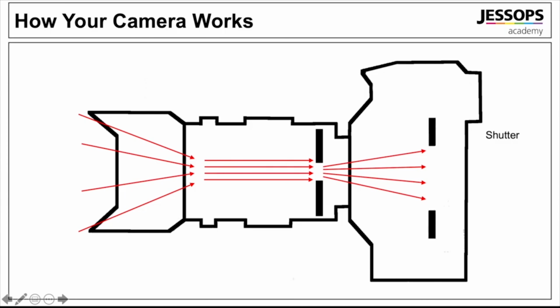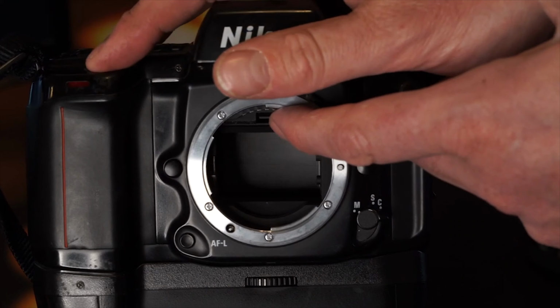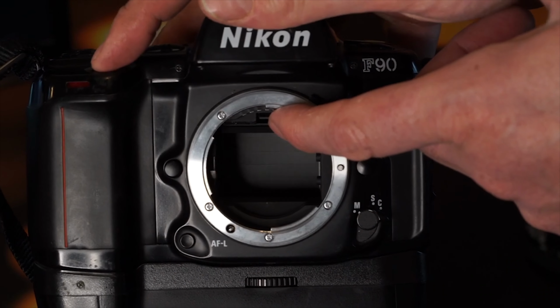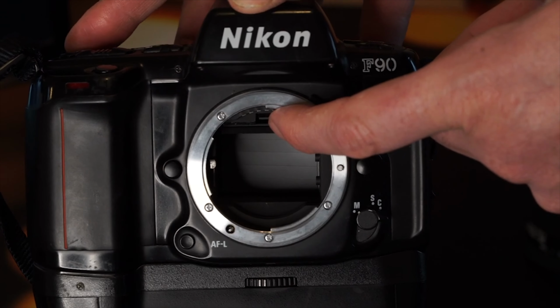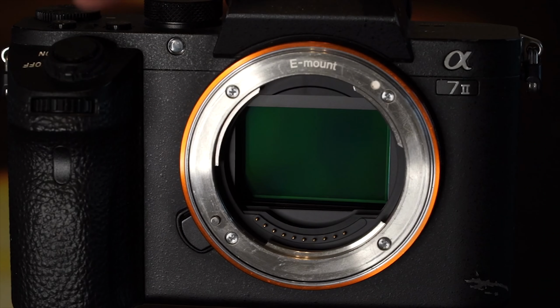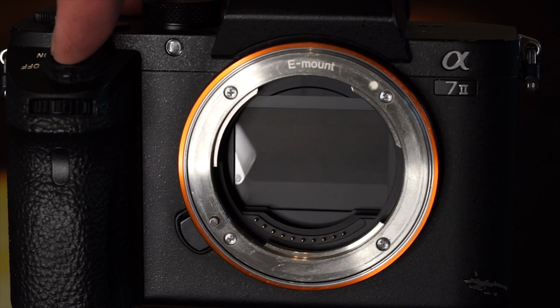The easy way to think of the shutter is like a blind in front of a window, which opens and closes at different speeds. Here on this old film camera, we can actually see the shutter opening and closing at different speeds. And this is no different to those found on a modern digital camera. But of course, instead of the film sitting behind the shutter, we can see the camera's sensor.